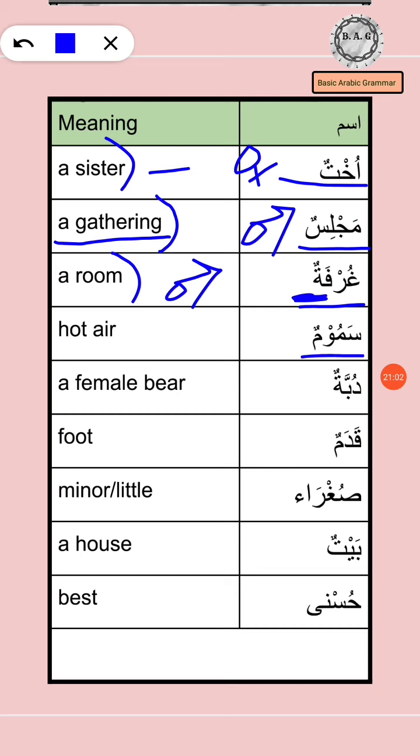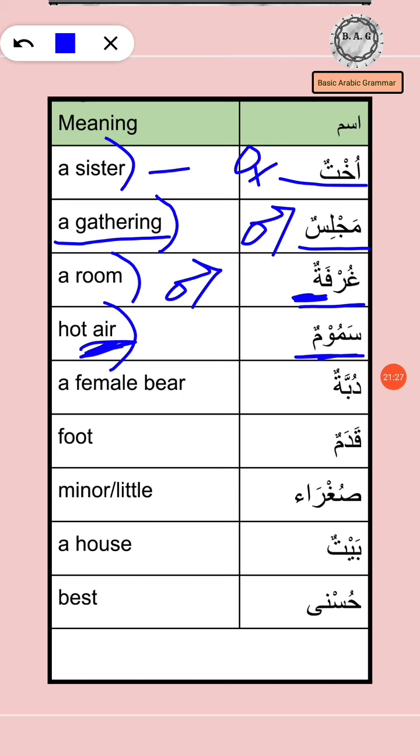Now, samumun. What does it mean? It means hot air. All right. So it's not an actual female or an actual feminine. Then it doesn't have any of the three flags for feminine. However, it does mean air. All right. So it does have air in it. Therefore, we can say that it is a feminine ism.